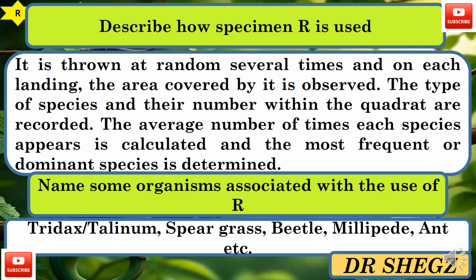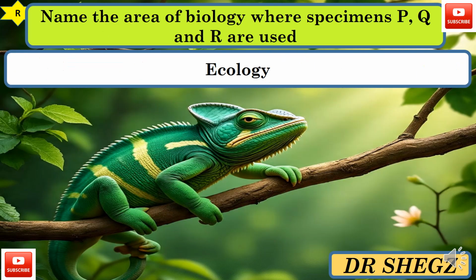Name some organisms associated with the use of R. You have spear grass, you have beetles, all these smaller animals that you can throw the quadrat on and they can still possibly remain within it. But majorly plant species, since they don't move, so it is very easy to check them.